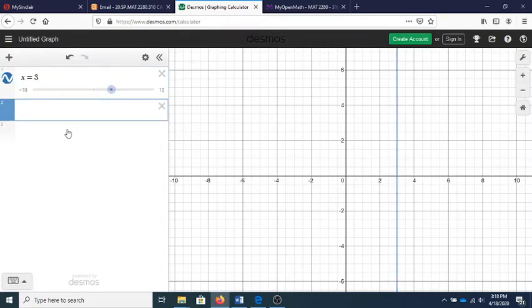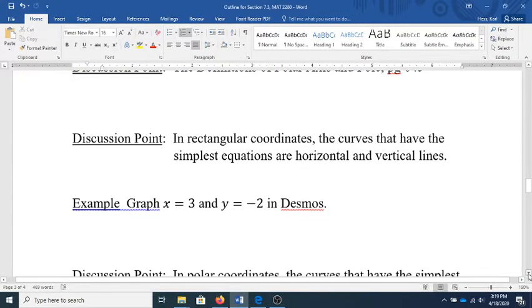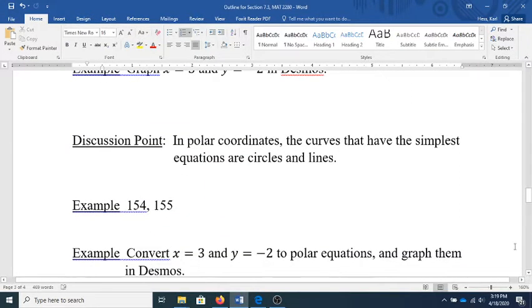Now if I type in y equals negative 2, it gives me a horizontal line made up of all the points whose y coordinate is negative 2. And again, there's no restriction in that equation on x, so x can be anything from negative infinity to infinity, but y has to be negative 2. So horizontal and vertical lines make for the simplest equations in rectangular coordinates. But how about polar coordinates? In polar coordinates, the curves that have the simplest equations are circles and lines.